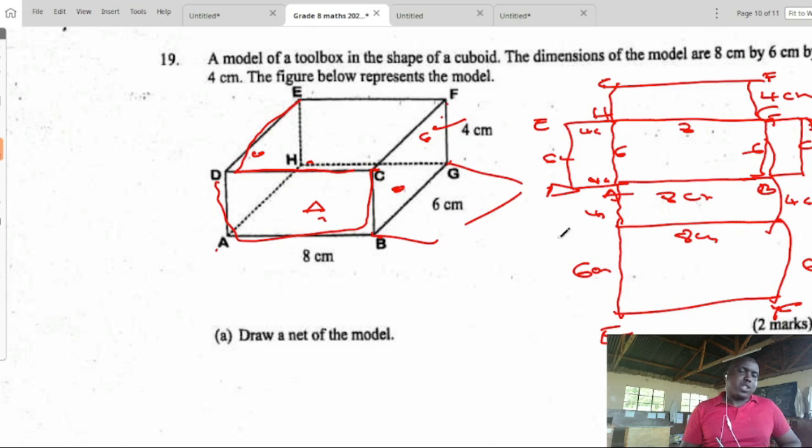Na utakuwa umeichora, umemaliza. The system I'm using, I can't be able to draw it very well, but I will show you how to draw it when I will be using a different system.